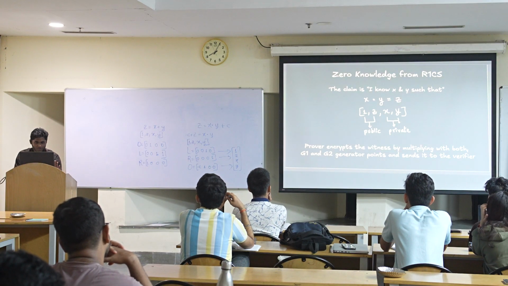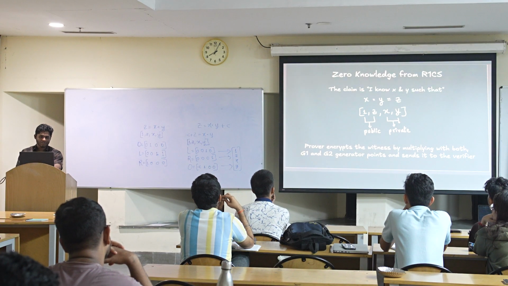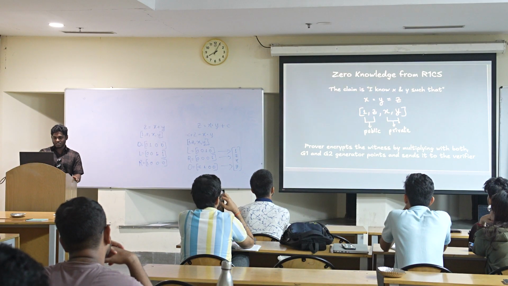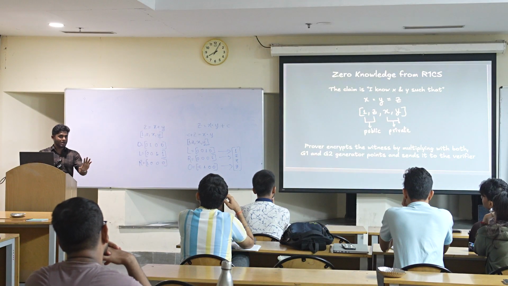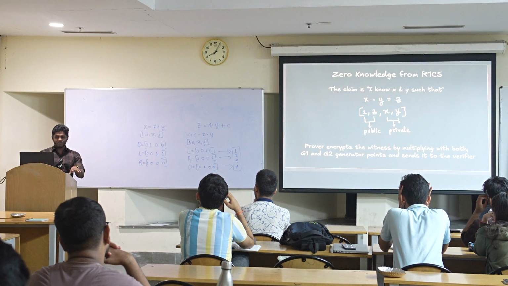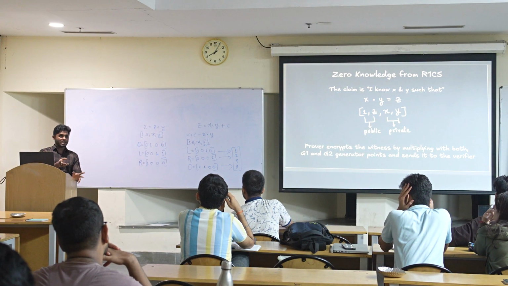Okay, let's start from here. G1 and G2 generator points: you understood that we are multiplying the witness vector with two generator points separately, right?